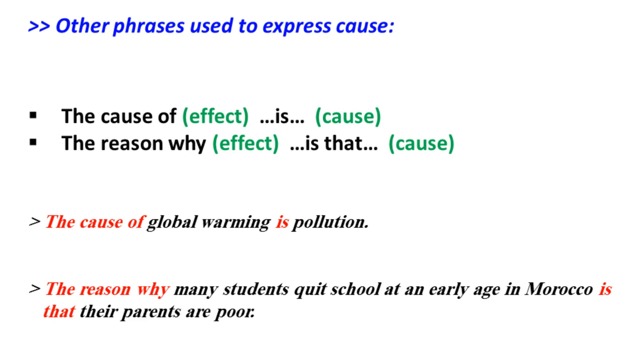So global warming is the effect and pollution is the cause. Another example: the reason why many students quit school at an early age in Morocco is that their parents are poor. So many students quit school at an early age in Morocco is the effect, and the cause is their parents are poor.